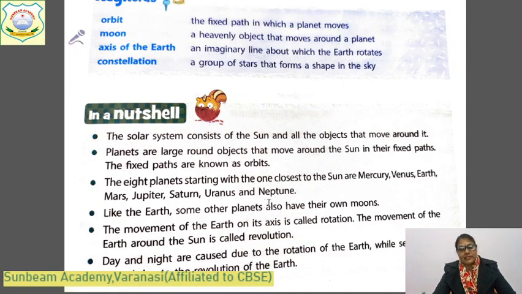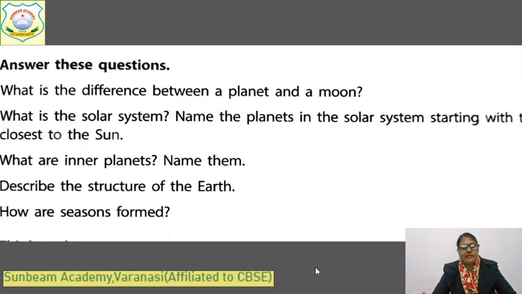Like the Earth, some other planets also have their own moons. हम लोगों ने पढ़ा था ना कि किसी के ज्यादा मून होते हैं, किसी के कम होते हैं, किसी के नहीं भी होते हैं. We have learned in very detail. The movement of the Earth on its axis is called rotation, and the movement of the Earth around the sun is called revolution. और डे एंड नाइट किसकी वजह से होता है? ड्यू टू द रोटेशन ऑफ द अर्थ. और सीजन्स किसकी वजह से होते हैं? ड्यू टू द revolution of the earth. We all have learned these things in very detail.